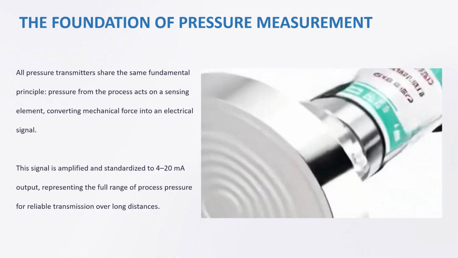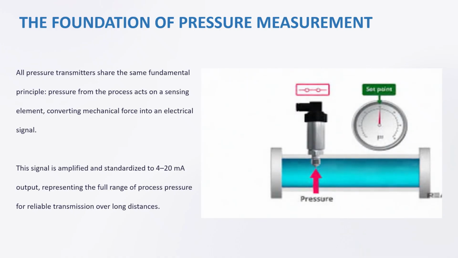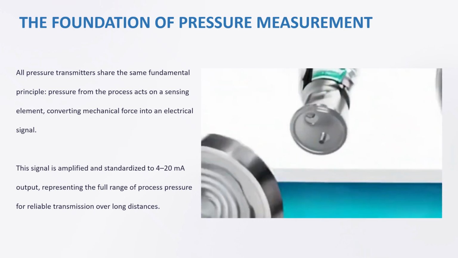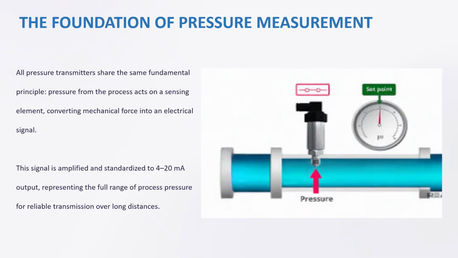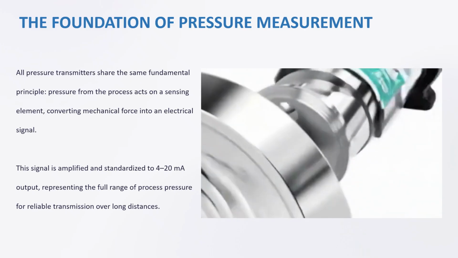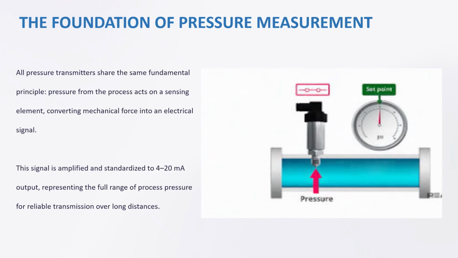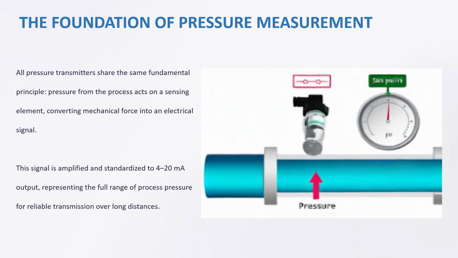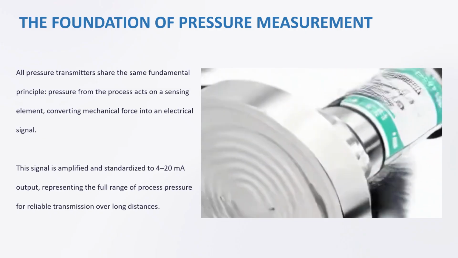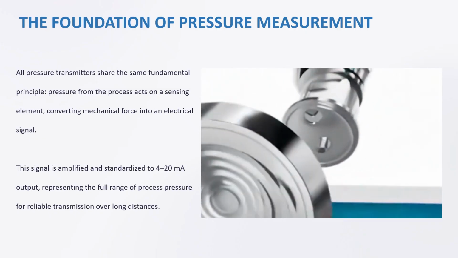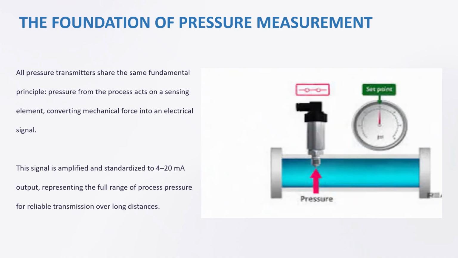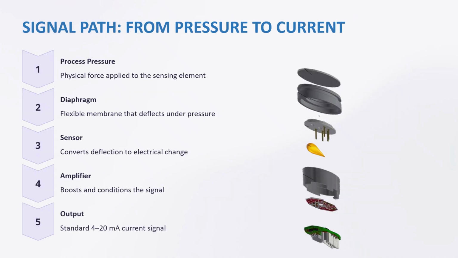All pressure transmitters work on the same basic concept. Pressure from the process acts on a strong sensing element, which converts mechanical force into an electrical signal. This small electrical signal is then amplified and converted into a standard output, generally 4 to 20 milliamps, which represents the applied process pressure. When pressure acts on the diaphragm, it causes a small deflection.